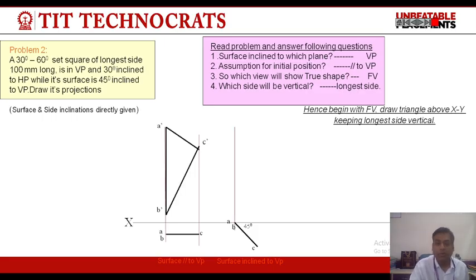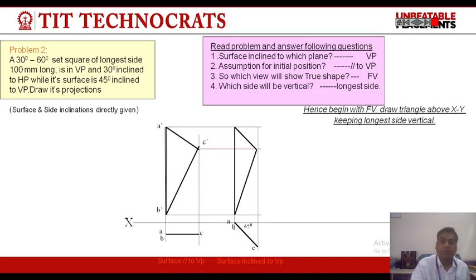For the fourth step, we will draw projectors from top view and front view to locate points A, B and C. By joining these points, we will get the reduced front view of the set square. Again, as given in the problem, the longest side is inclined at 30 degrees to the HP. So in step 5, we will draw a line at an angle of 30 degrees and we will copy step 4 in step 5 at the given angle of 30 degrees.